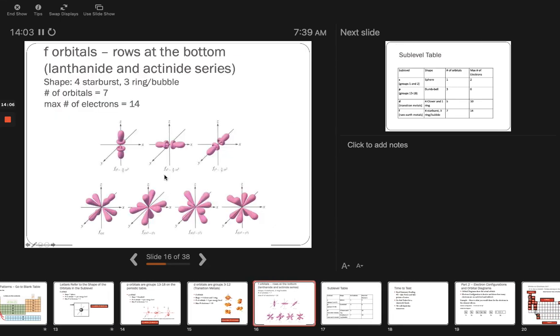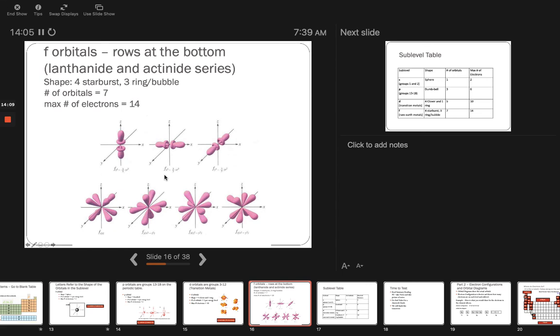And then finally, there are the f orbitals. They're the rows at the bottom, the lanthanoid and actinoid series. Their shapes are, I like to call them 4 starburst and 3 ring bubble. Again, they don't have well-defined names, but that's sort of what they look like. You'll notice there are 7 of them. They correspond to the lanthanoid and actinoid series, which are those 2 weird rows on the outside of the periodic table at the bottom. You'll notice the lanthanoid and actinoid series are actually 14 elements long, so they hold 14 electrons. But remember, every orbital within these sublevels, within these energy levels, can hold 2. So you have 7 orbitals.